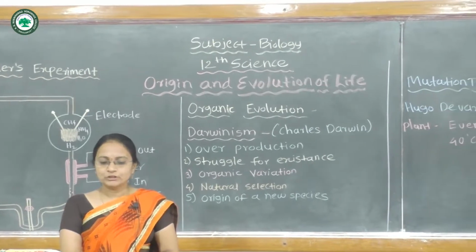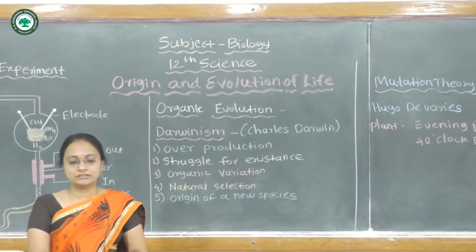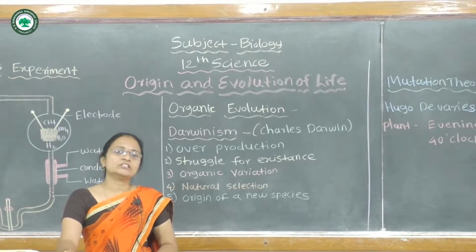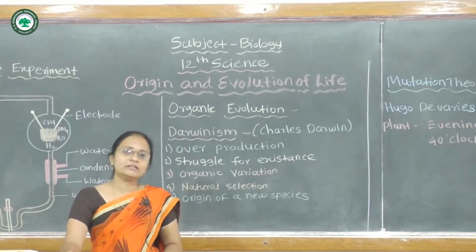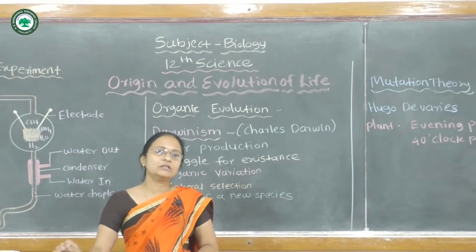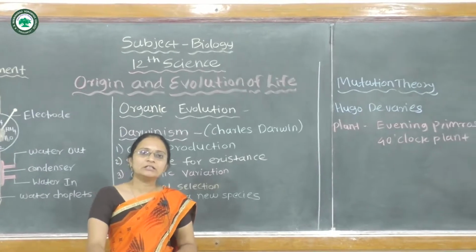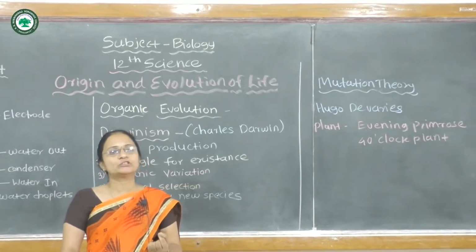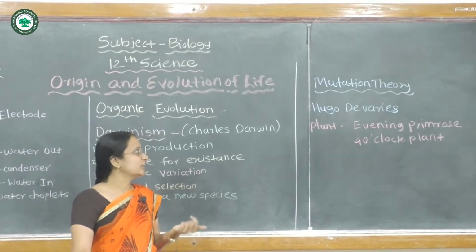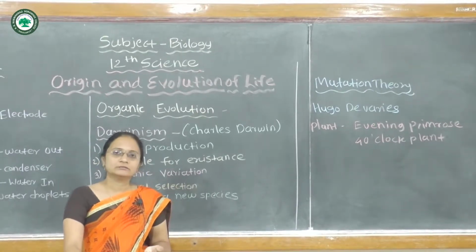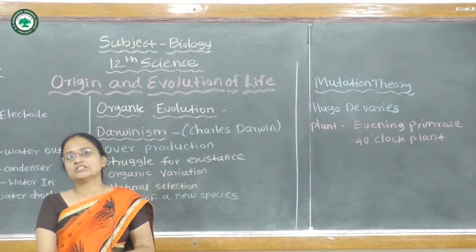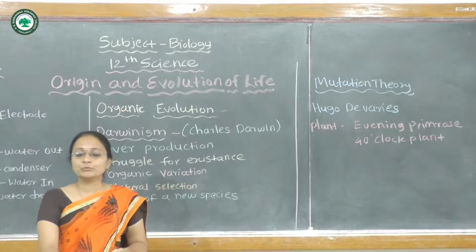According to this mutation theory, various changes in flower color take place automatically. One single twig is responsible for producing three to four colors of flower. Why this happens was observed by Hugo de Vries, and these color changes take place due to mutation.